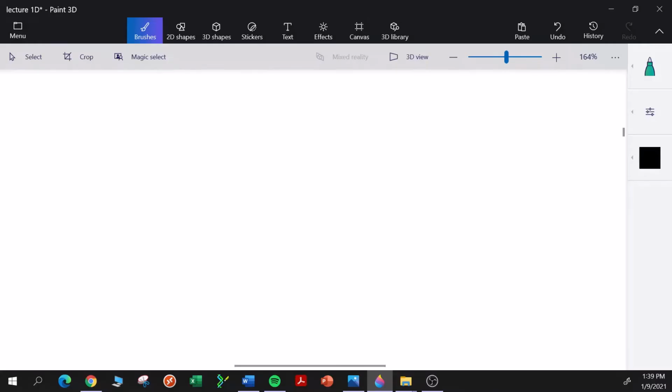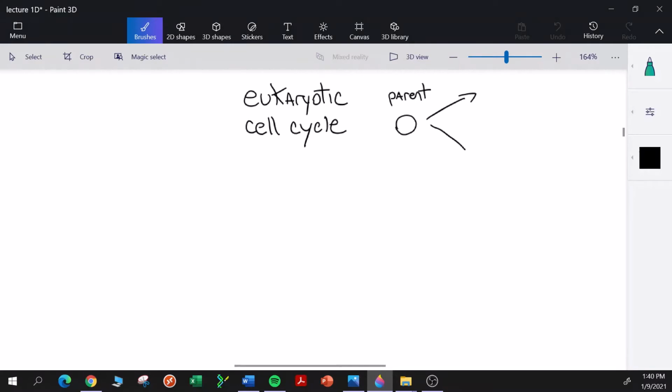Okay, everyone, so now let's take just a brief look at the eukaryotic cell cycle. So what is the cell cycle? When I talk about the cell cycle, I'm referring to the process that allows one parent cell to become two identical daughter cells.